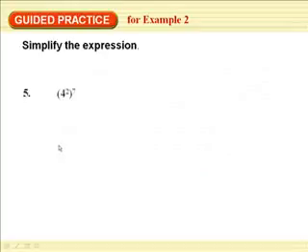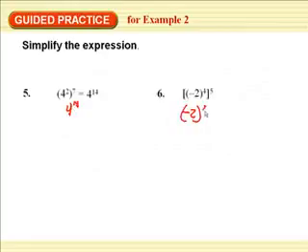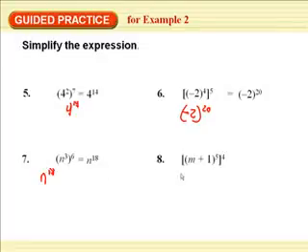So this is going to be 4 to the 14th. This one's negative 2 to the 20th. Almost seems too easy, doesn't it? This is n to the 18th. And this is m plus 1 to the 20th.